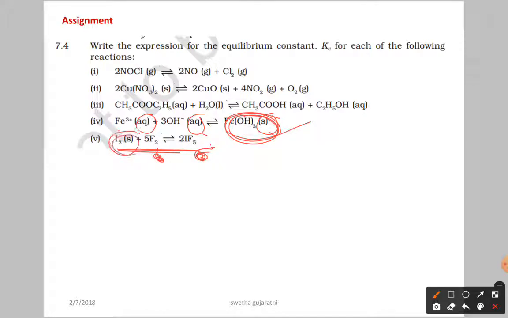Again, iodine, here the solid is there, so we are not going to write it in the equilibrium expression. Like that, you have to write the expression for heterogeneous and homogeneous equilibrium.